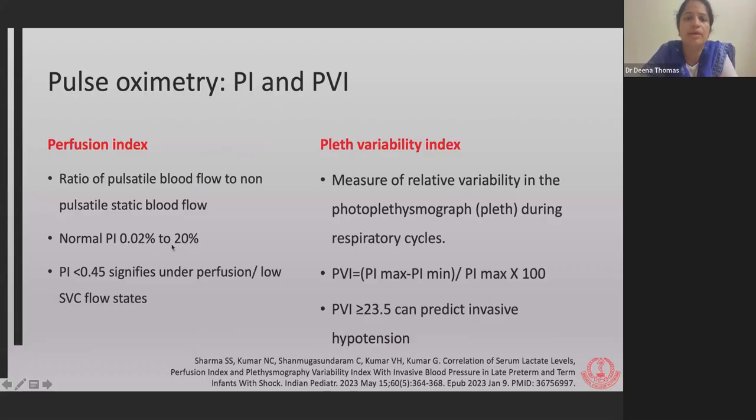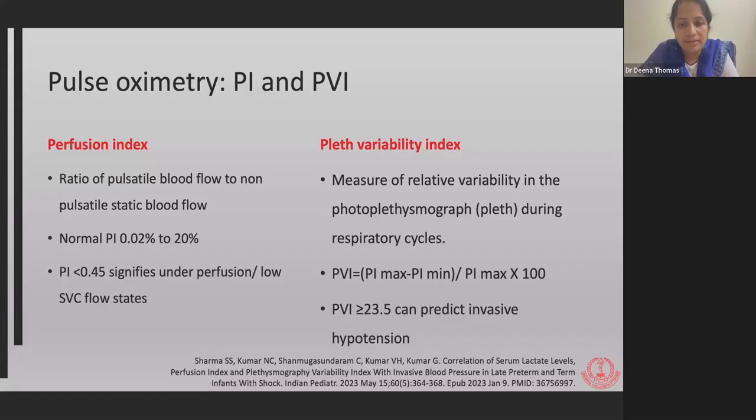Different studies have told its importance. One Indian study I'll be quoting signifies that a PI of less than 0.45 signifies underperfusion or low SVC flow states. It is not a well-validated index in neonates, we should understand. It is still under study.